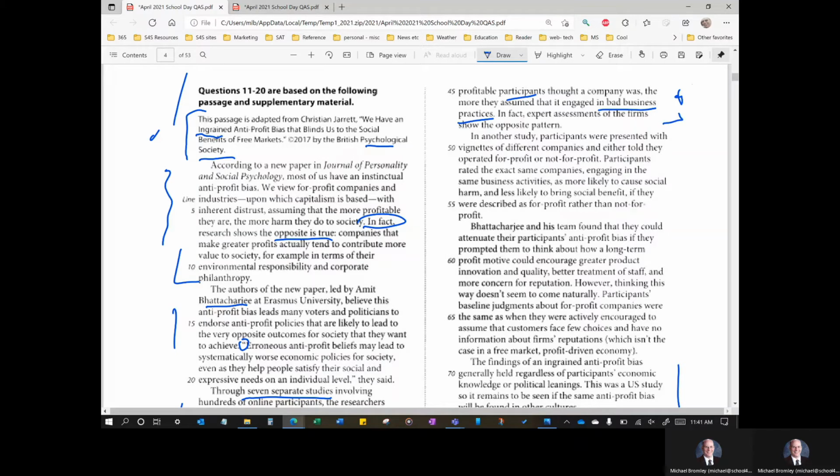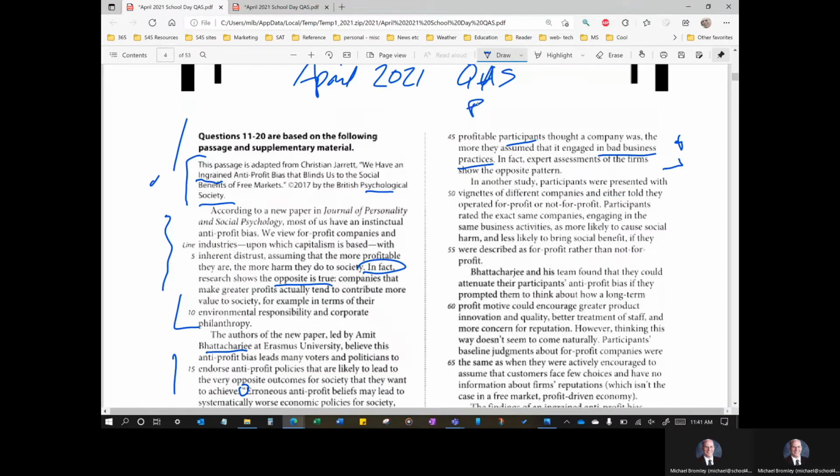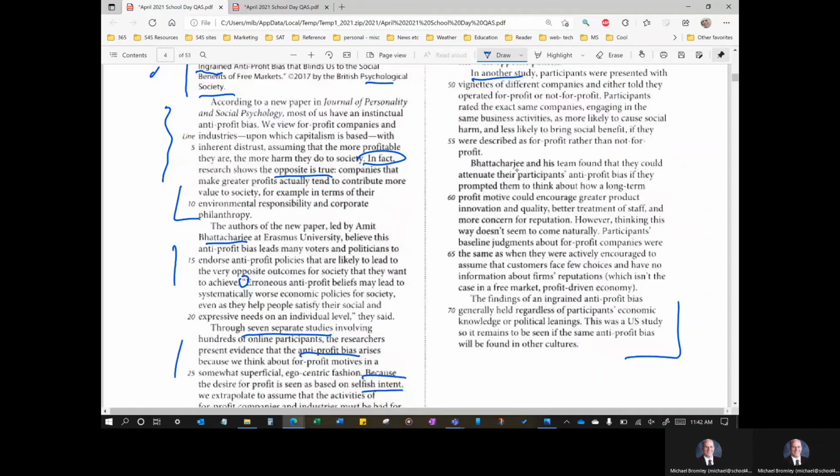Okay, so we have a difference in perspective, because this test is always about perspectives. I'm going to assume there'll be a question about that. So what does A think that B thinks that A thinks, et cetera, et cetera. In another study, participants were presented with vignettes of different companies, and now they're told they operated for blah, blah, blah. Participants rated the blah, blah, blah.